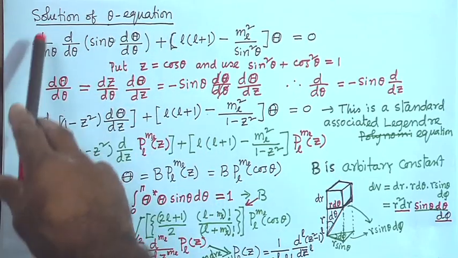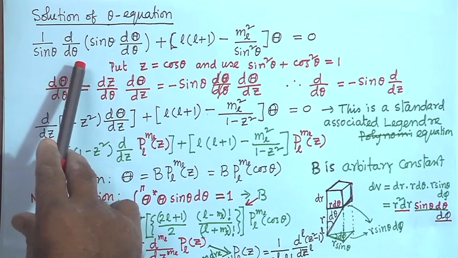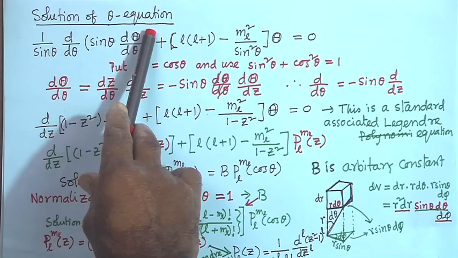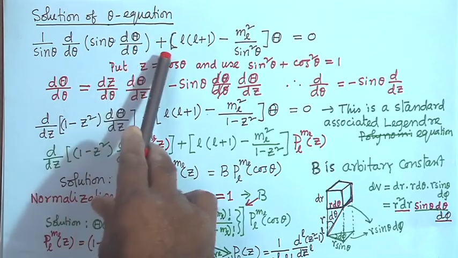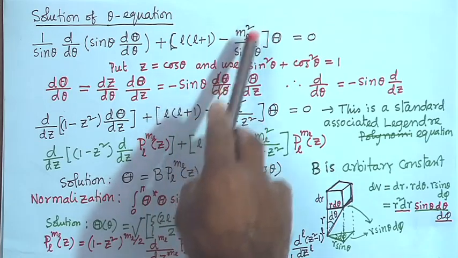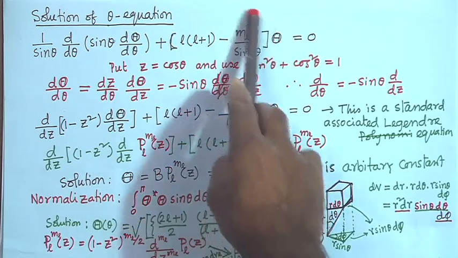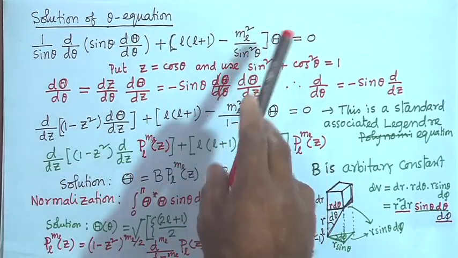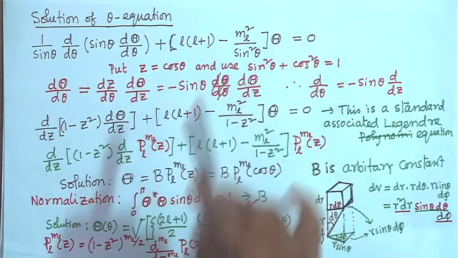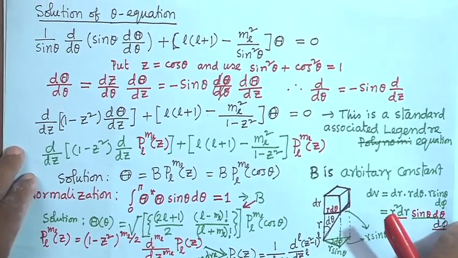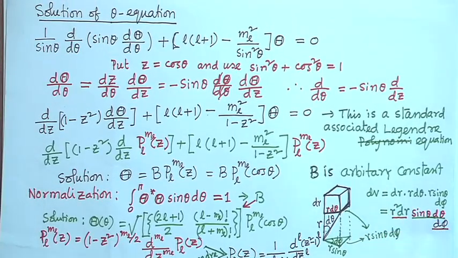So, this equation: 1 by sin theta, d by d theta of sin theta d capital Theta by d theta, plus L(L plus 1) minus ml square by sin square theta, this theta function is multiplied with this, equal to 0. See, that is the theta equation. Now, we have to find out the solution for this equation.